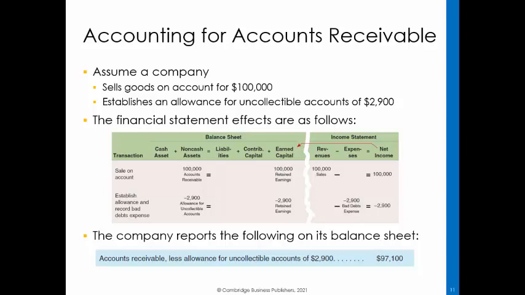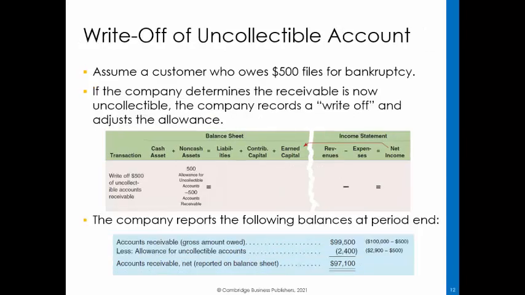The net effect would be $97,100 of income reported in the income statement and net accounts receivable in the balance sheet. By setting up the allowance, the company has established a reserve or a cushion that it can use to absorb credit losses as they occur.